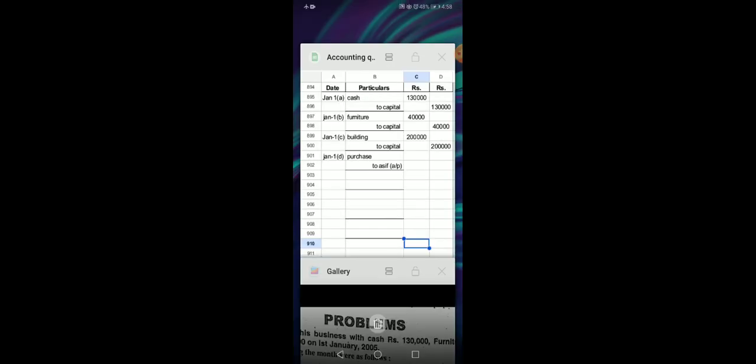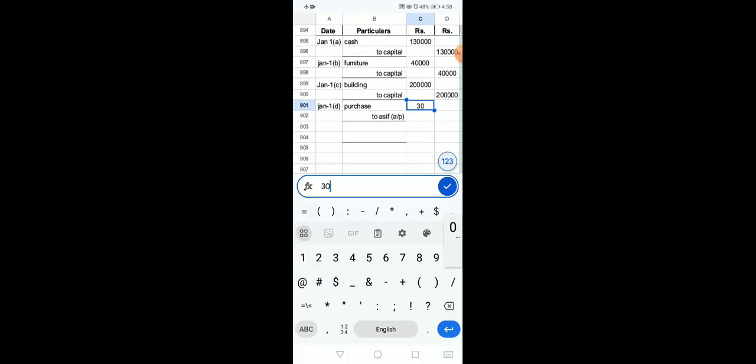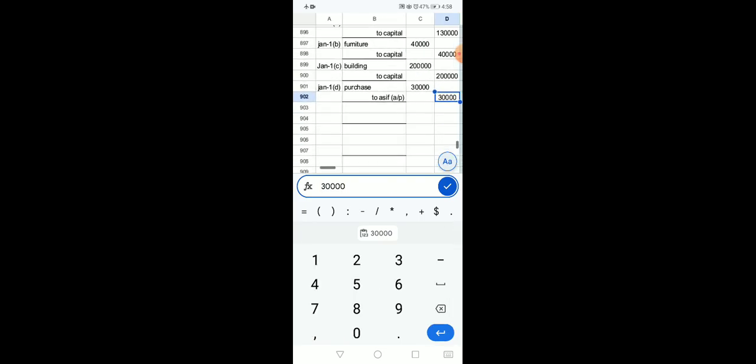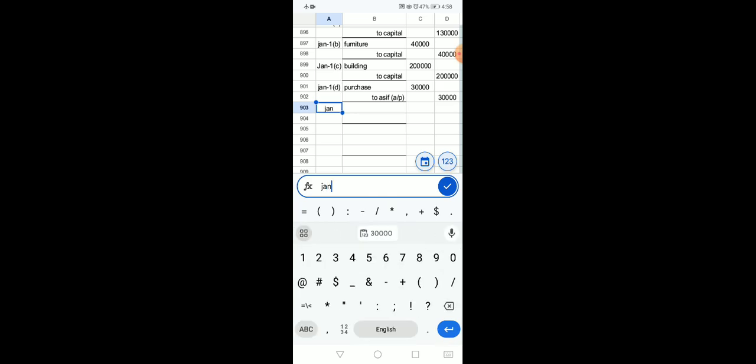Now let's see how much worth of goods we have bought. This is 30,000. So we are going to write 30,000 on the debit side, and the same amount we are supposed to write on the credit side. This way the January 1 entry has been completed. Now let's see what the next date is. It is January 2. So we will put the date first, that is January 2.